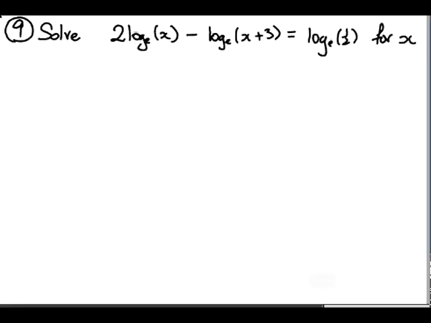We're up to question 9 now, only this one and one more to go, so let's go down to it. Question 9 says, solve this equation: 2 log base e of x minus log base e of (x plus 3) equals log base e of a half. Solve this equation. How do you start?